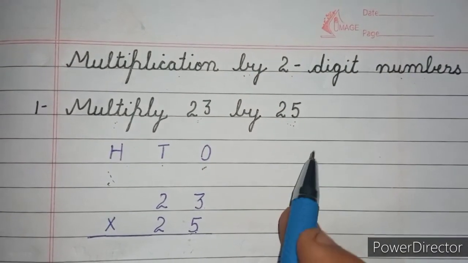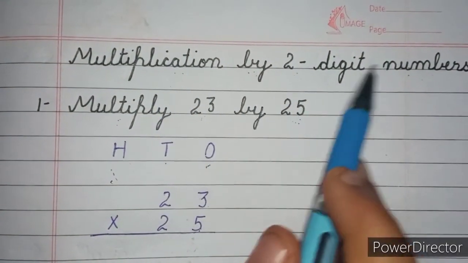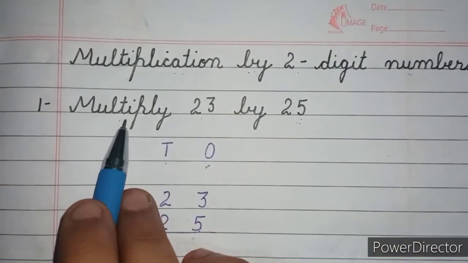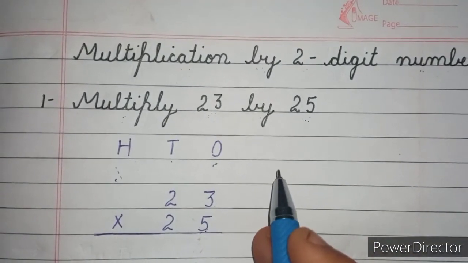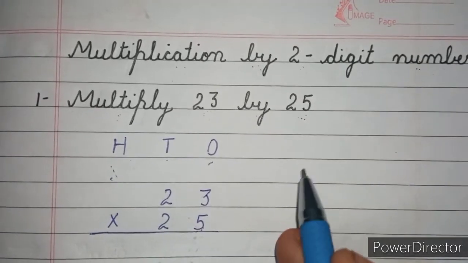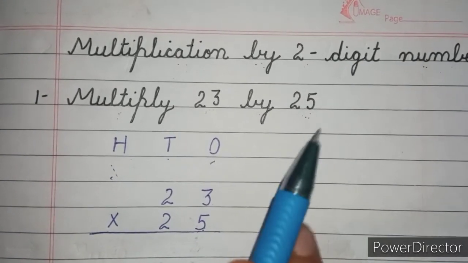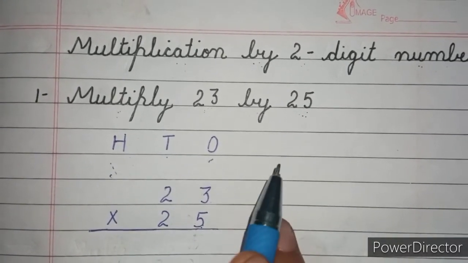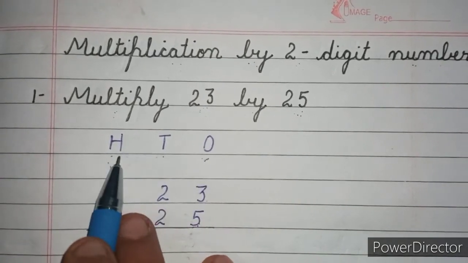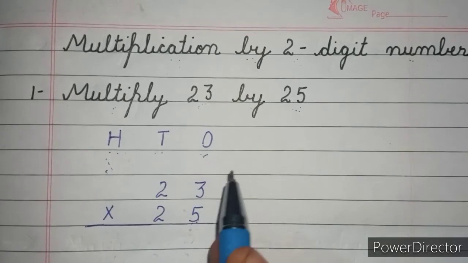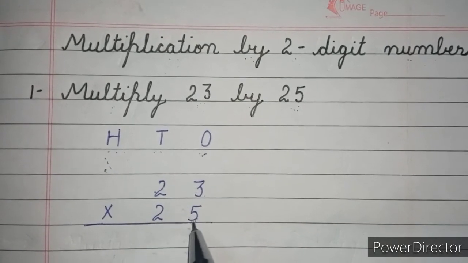Class. Topic is multiplication by two-digit numbers. Question is multiply 23 by 25. Now how to do these questions? Today I will teach you. As I already told you, we have arranged the numbers in respective columns: ones, tens, hundreds. Now 23 multiplied by 25.